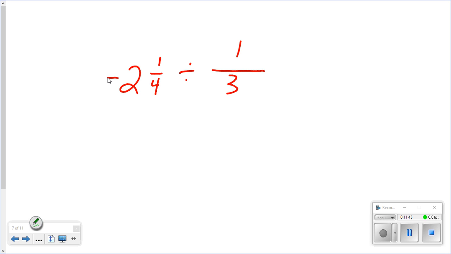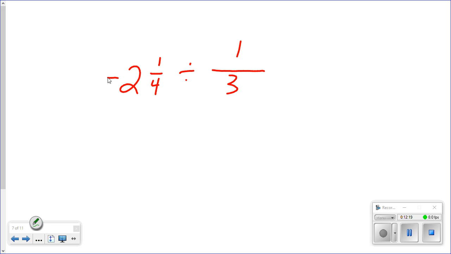Remember, improper fraction first. Does it turn out okay? Can you reduce it? Probably not. Darn it. Oh, it's not so bad. That's not so bad.